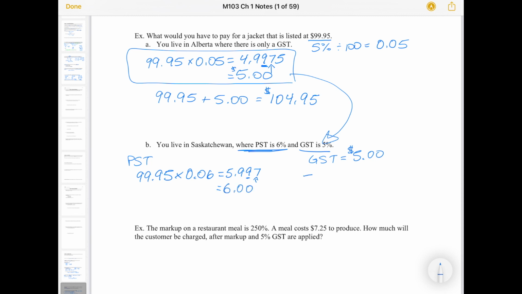And my total cost is this: 99.95 plus my PST plus 6 plus $5. And I'm going to be charged a total price of $110.95. So that would be the total price.